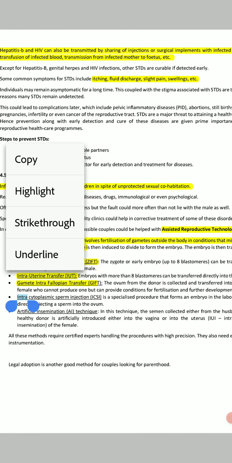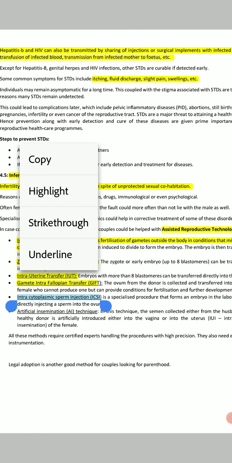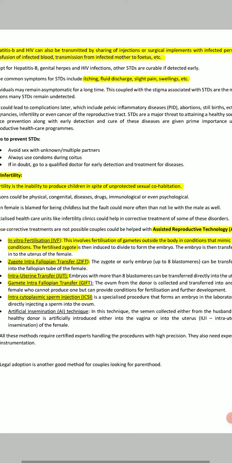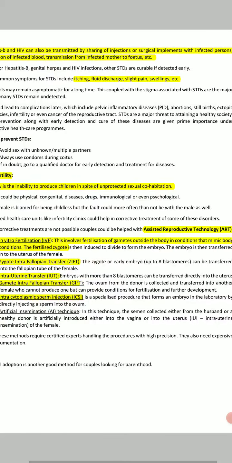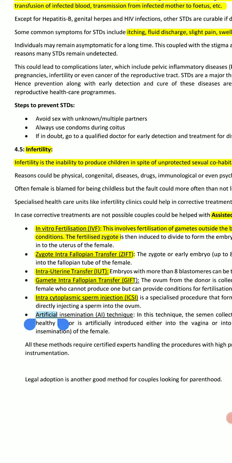Next is the intracytoplasmic sperm injection, called ICSI. It's one type of specialized procedure that forms an embryo in the laboratory by directly injecting a sperm into the ovum. In this case, the male body has a problem: the male body cannot produce the sperm, or the male cannot penetrate during sexual intercourse. The last is the artificial insemination, the AI technique.